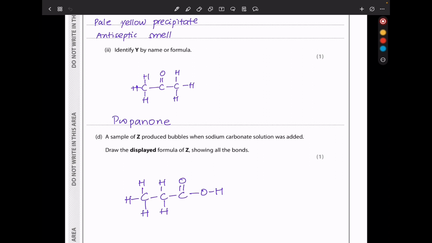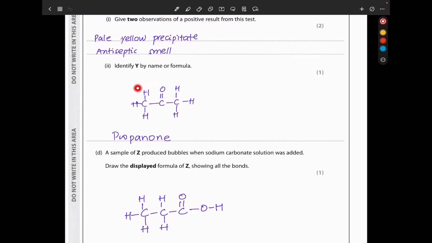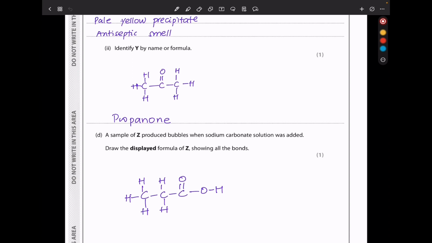The next they say identify Y by name or formula. Based on the information we have, Y is going to be propanone. This is the structure, and here is the name.